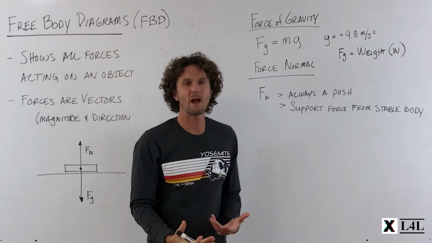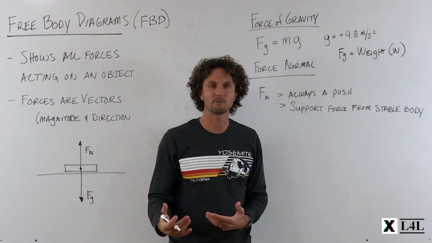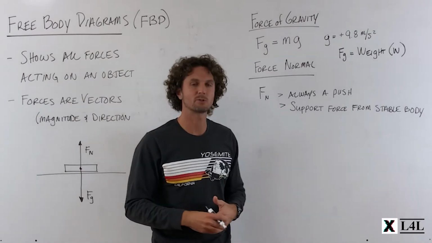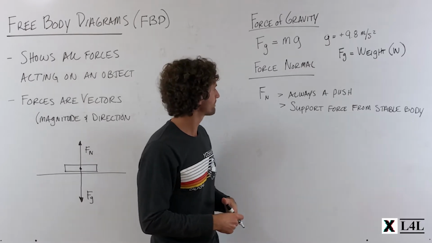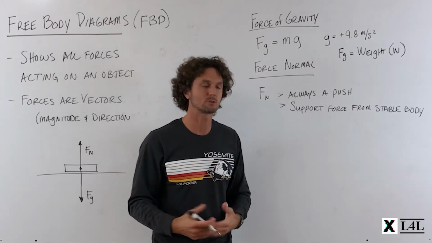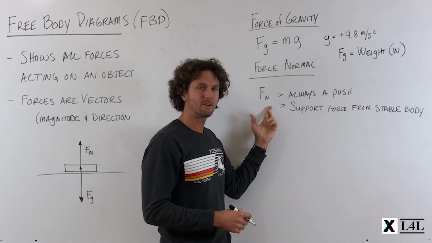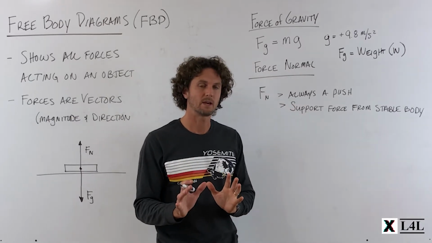So the force of gravity of every object here on Earth is the weight of the object. It's the mass in kilograms times the acceleration due to gravity, little g, or 9.8 meters per second squared. We also have the force normal, or normal force, as it's also referred to. F sub n is going to signify the normal force. This is always a pushing force. It's never a pull.